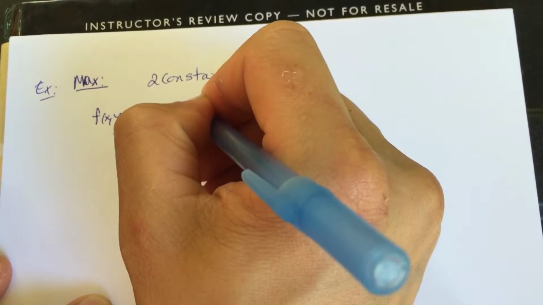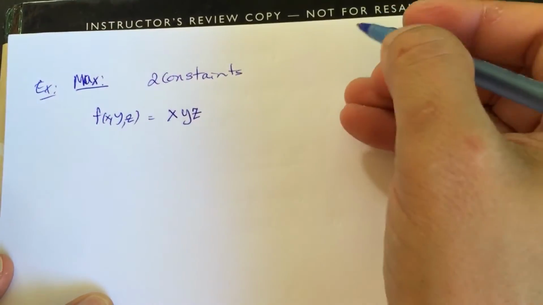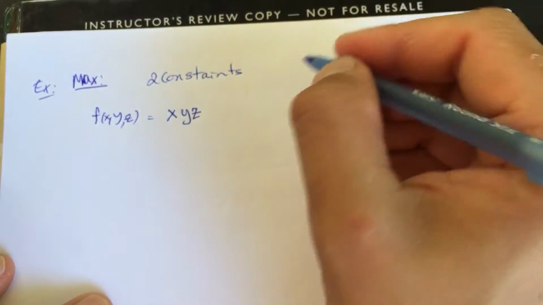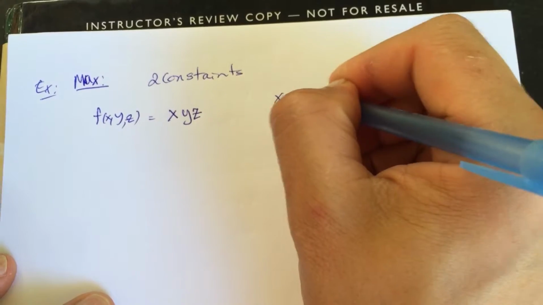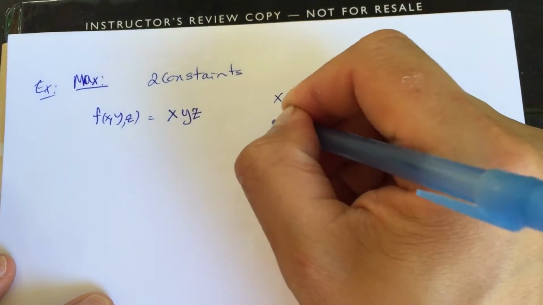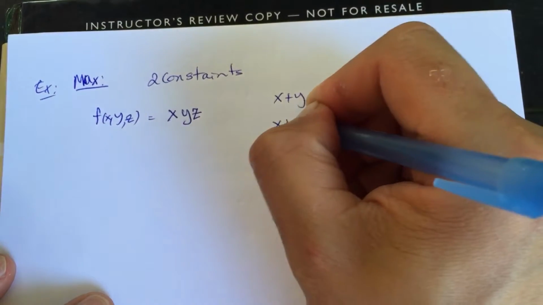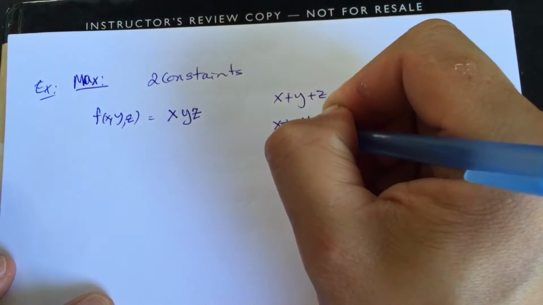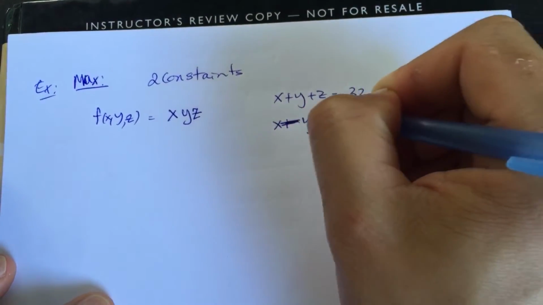x times y times z. In other words, think about the product of the three, but here I need you to satisfy the following. x plus y plus z must equal 32, and x minus y plus z is equal to 0.